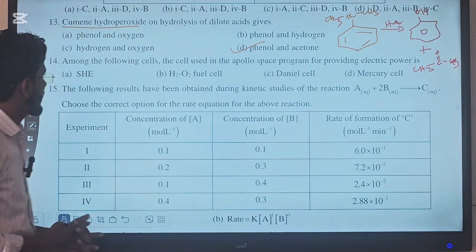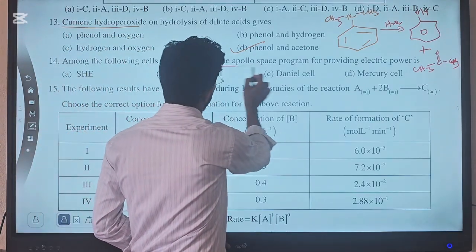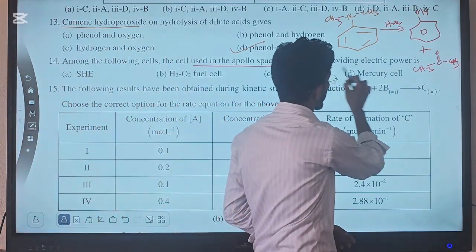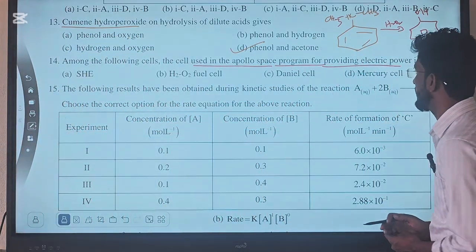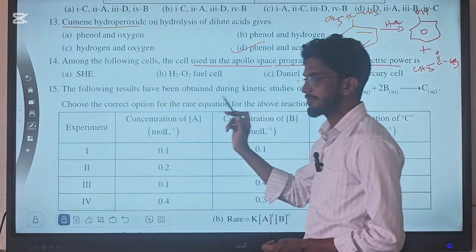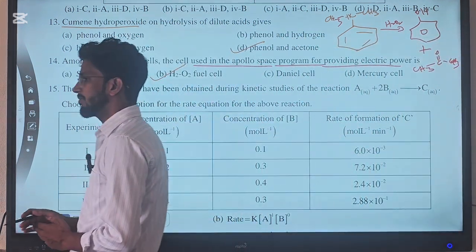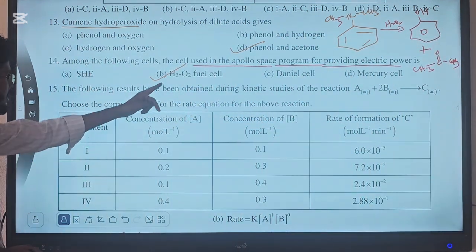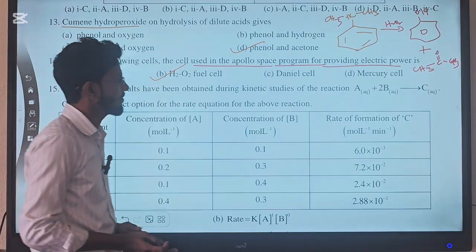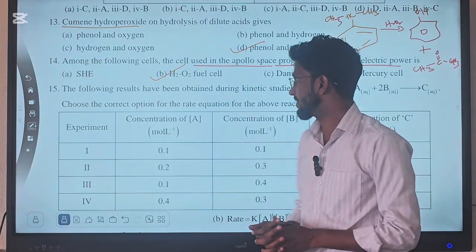Now, among the following cells, the cell used in the Apollo space program for providing electric power is this. Which type of cell is used? H2-O2 fuel cell, hydrogen and oxygen fuel cell, is used in space.